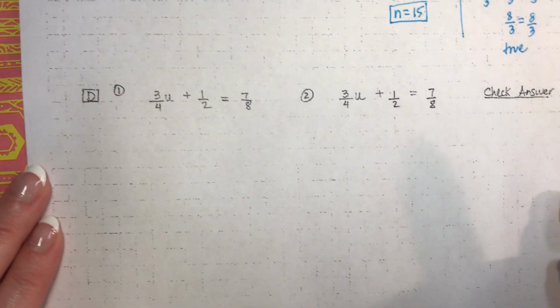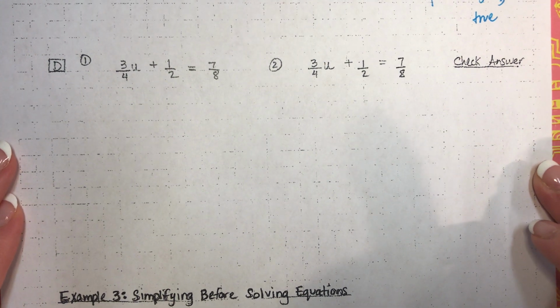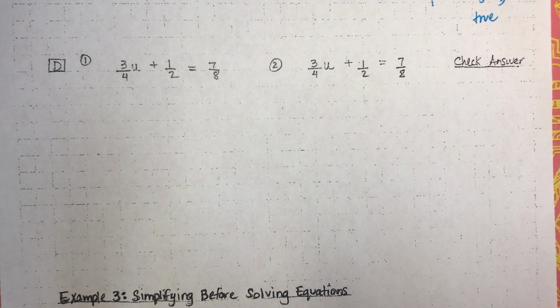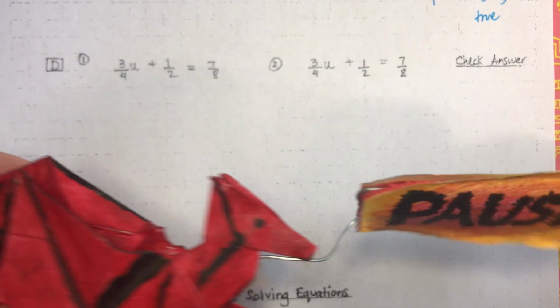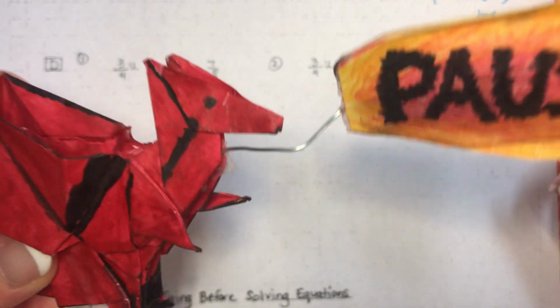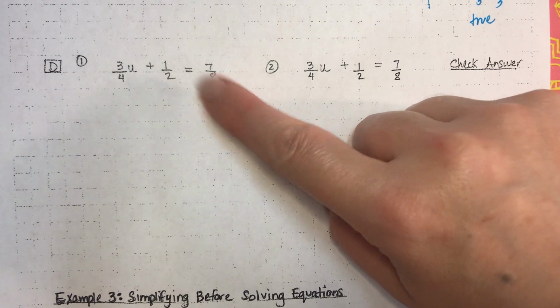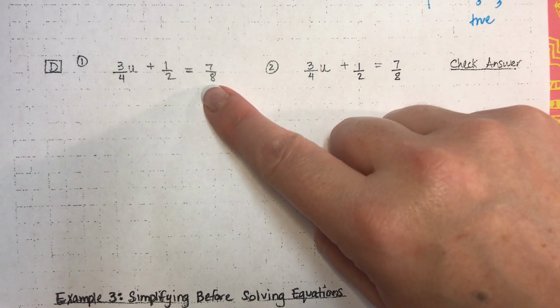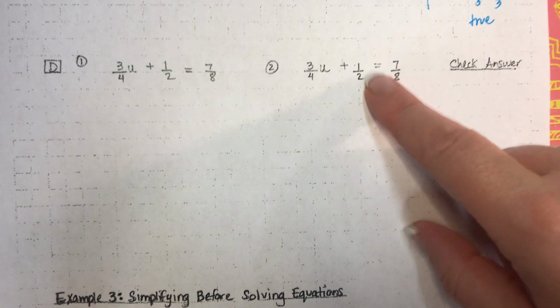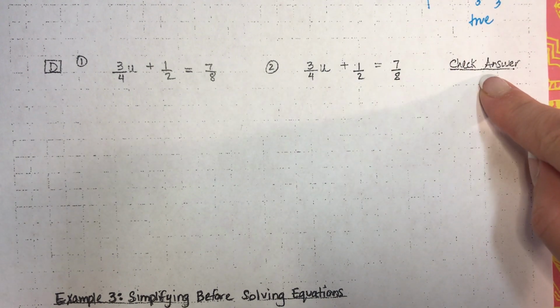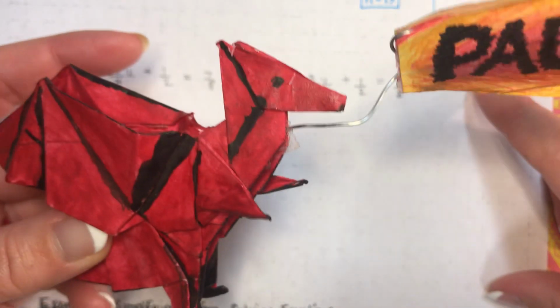Perfect. So I want you to try this one on your own. Okay, so here is my friend. This is the pause dragon. The pause dragon reminds you that it's time to now pause your device. So I want you to work this out. Remember, this is the way that you keep the fractions. This is the way that you get rid of the fractions, and then you're going to check your answer, okay? So go ahead and pause your device.